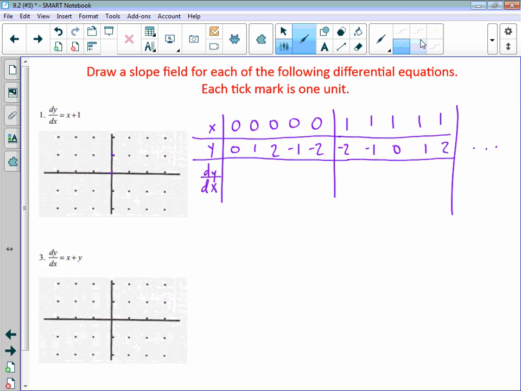So everyone ready to see what we do with these? To find dy/dx here, we're going to take the x value and add 1. Does it even matter what the y value is? No. So if I take the x value and add 1, what's the dy/dx always going to be for these spots? 1. So if the slope is 1 at all 5 of these spots, you're going to have a slope that's 1.